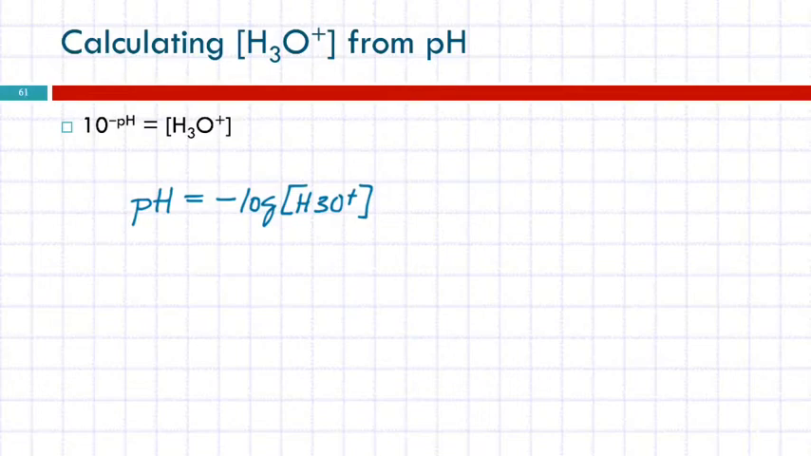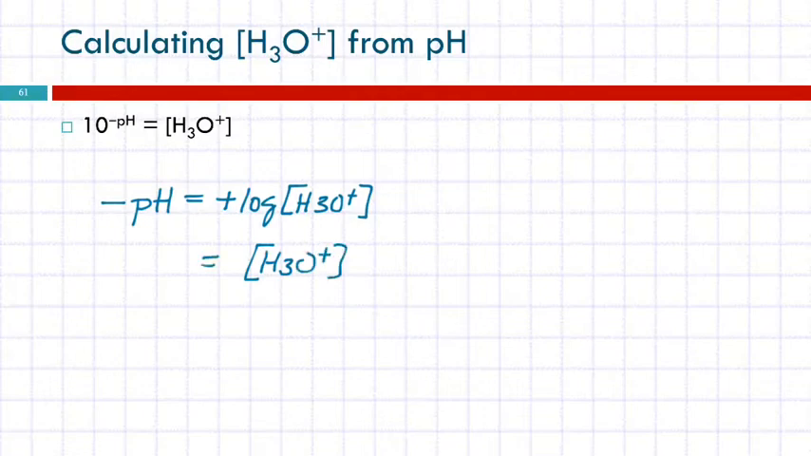So I want to move the negative sign, so I'm going to multiply both sides by -1. That makes that positive and this negative. To get rid of the log, I can't divide by log because it's a function. I need to do the opposite of the function. The opposite of the function is the anti-log, or 10 to the x. So if I take 10 to the x of the log of something, then I just get the something.